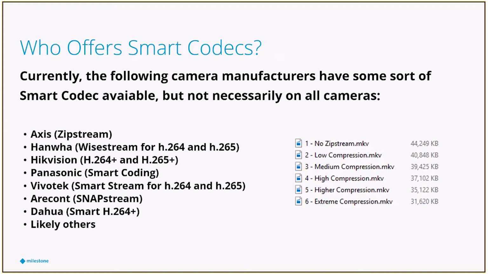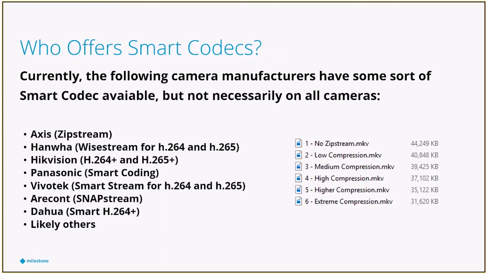It's an Axis camera, and you can see in the 5-minute export the different file sizes that resulted from that 5 minutes. So when Zipstream was completely turned off, we were about 44 megabytes. And if you go to the opposite end of the spectrum there, when it was set to extreme, which applies a lot of compression to the areas where there's no activity and such, we were down around 31 megabytes.